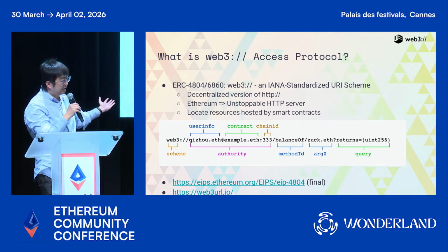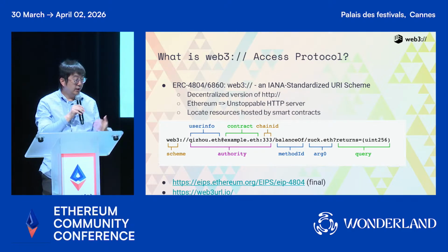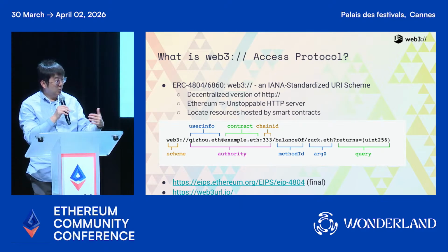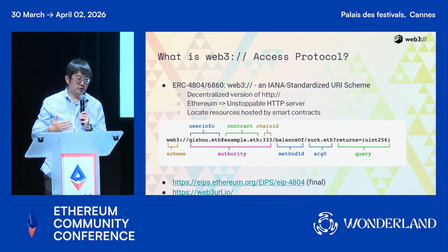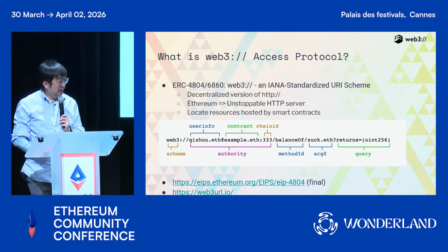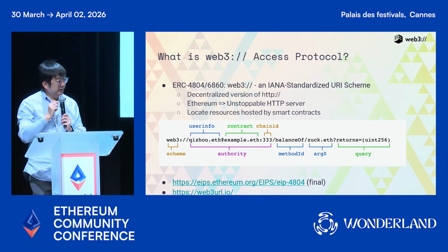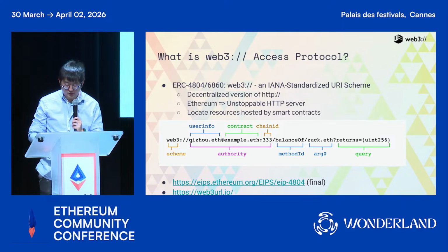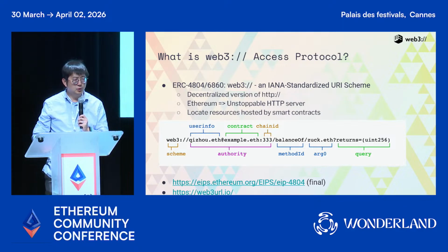Here is an example of the Web3 URL format. It's very similar to HTTP, but we replace the domain with the smart contract, and it supports multi-chain, so we can put in the chain ID, and also a way to call the smart contract, so that we know how the smart contract would like to return the web content by executing on chain. It's defined in EIP 4804, which was finalized, I think, 2 or 3 years ago.